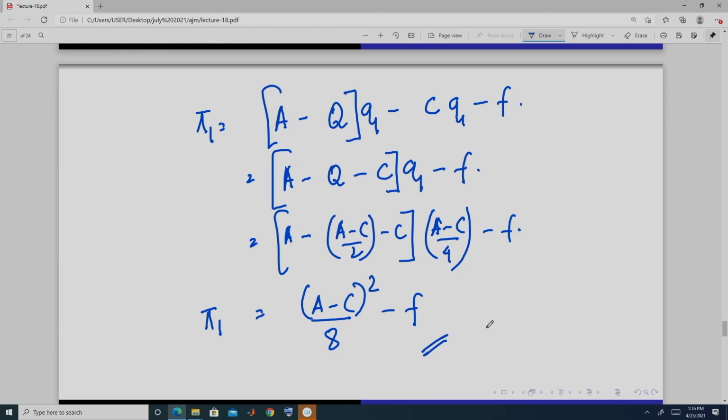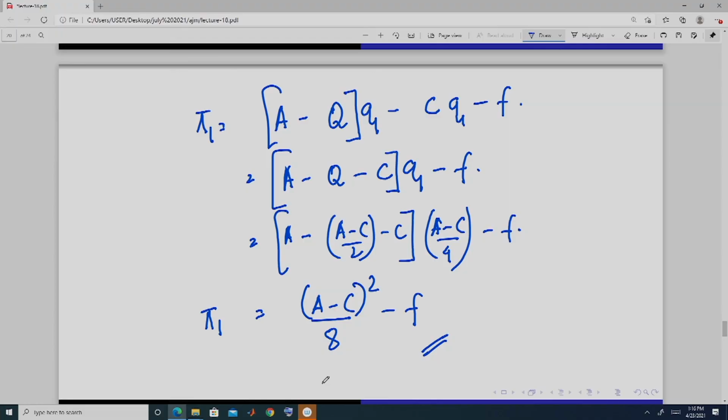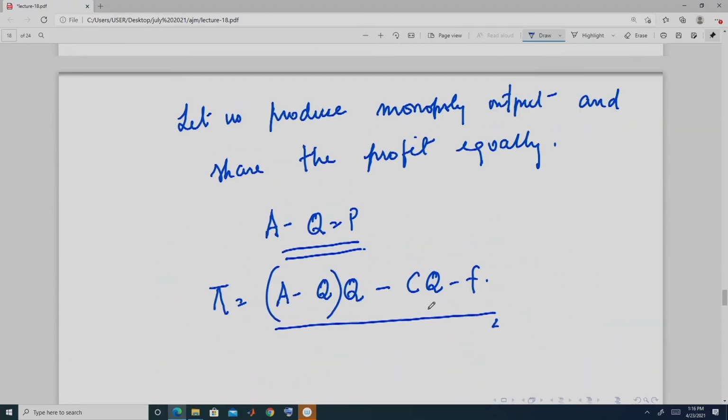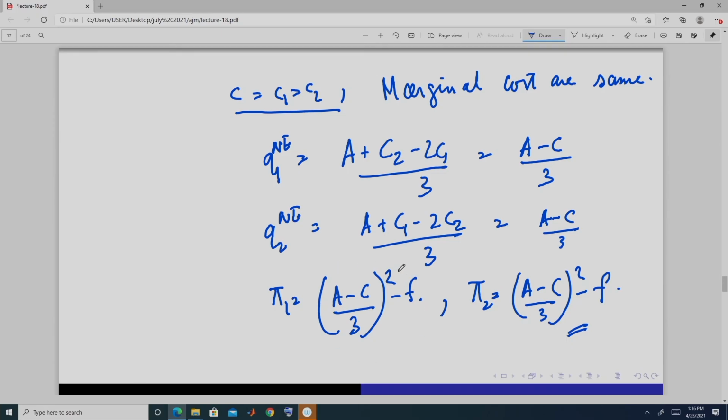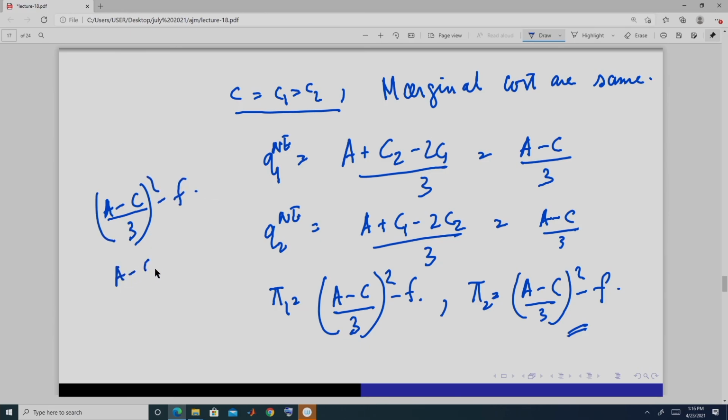So, that is why they are never going to decide to produce half of the monopoly output. Although, if you look at this profit, it is greater than this profit. If you simply compare this and this, you will see that this is greater than this, right, because this is divided by 8 and this is going to be divided by 9. So, even though the Cournot outcome is suboptimal compared to the monopoly, why is it optimal?